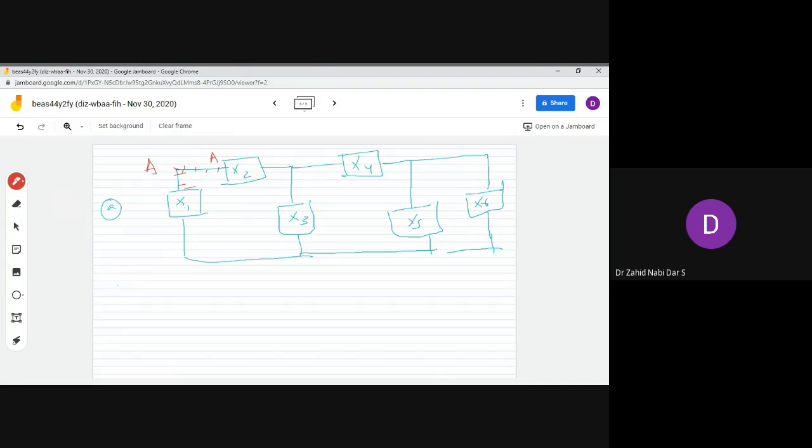Whenever you are solving a circuit, the basic mistake the students make is moving in random directions. They will go like this, then go like this. Whenever you solve, move in one direction. That means, even in a laboratory, if you have to give a connection, how do you give it?